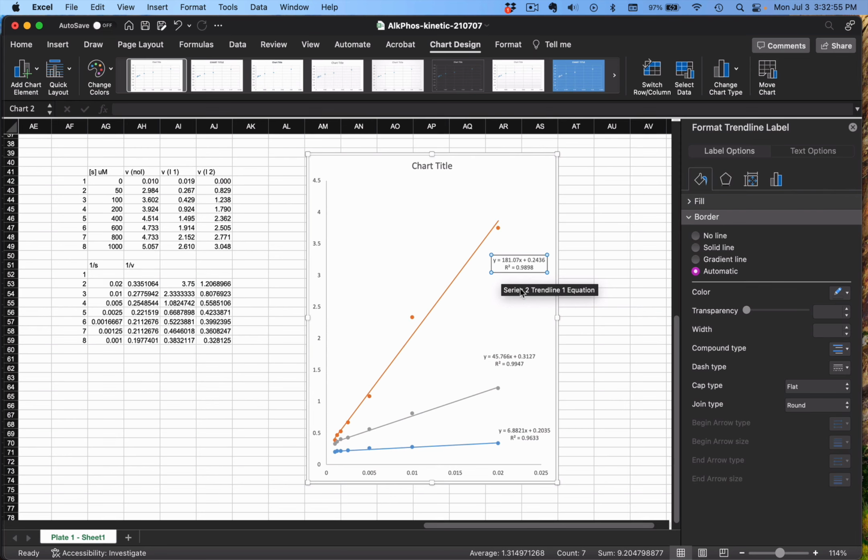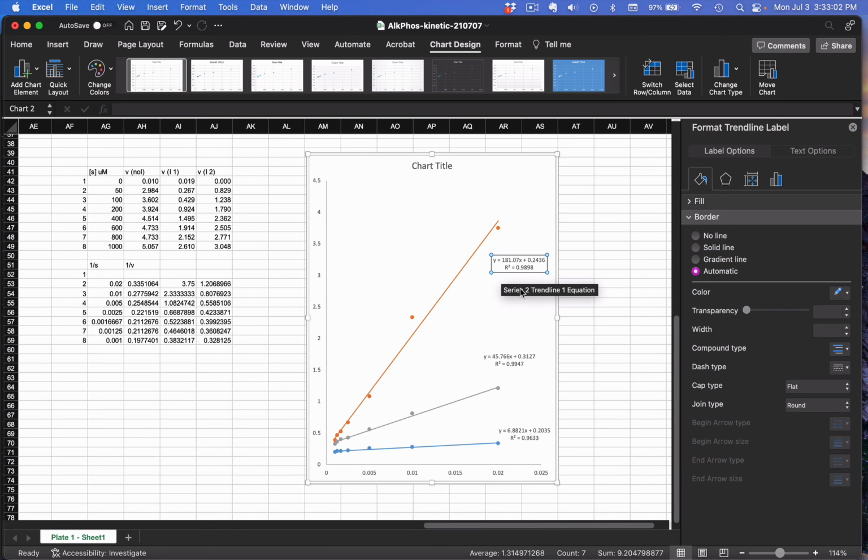Make sure that you keep your units consistent. Since I had substrate concentration in micromolar, my Km is going to be in micromolar. My velocity, because I converted into micromolar per minute, will be in micromolar per minute. So you want to make sure that you report in those units, being consistent with your units.